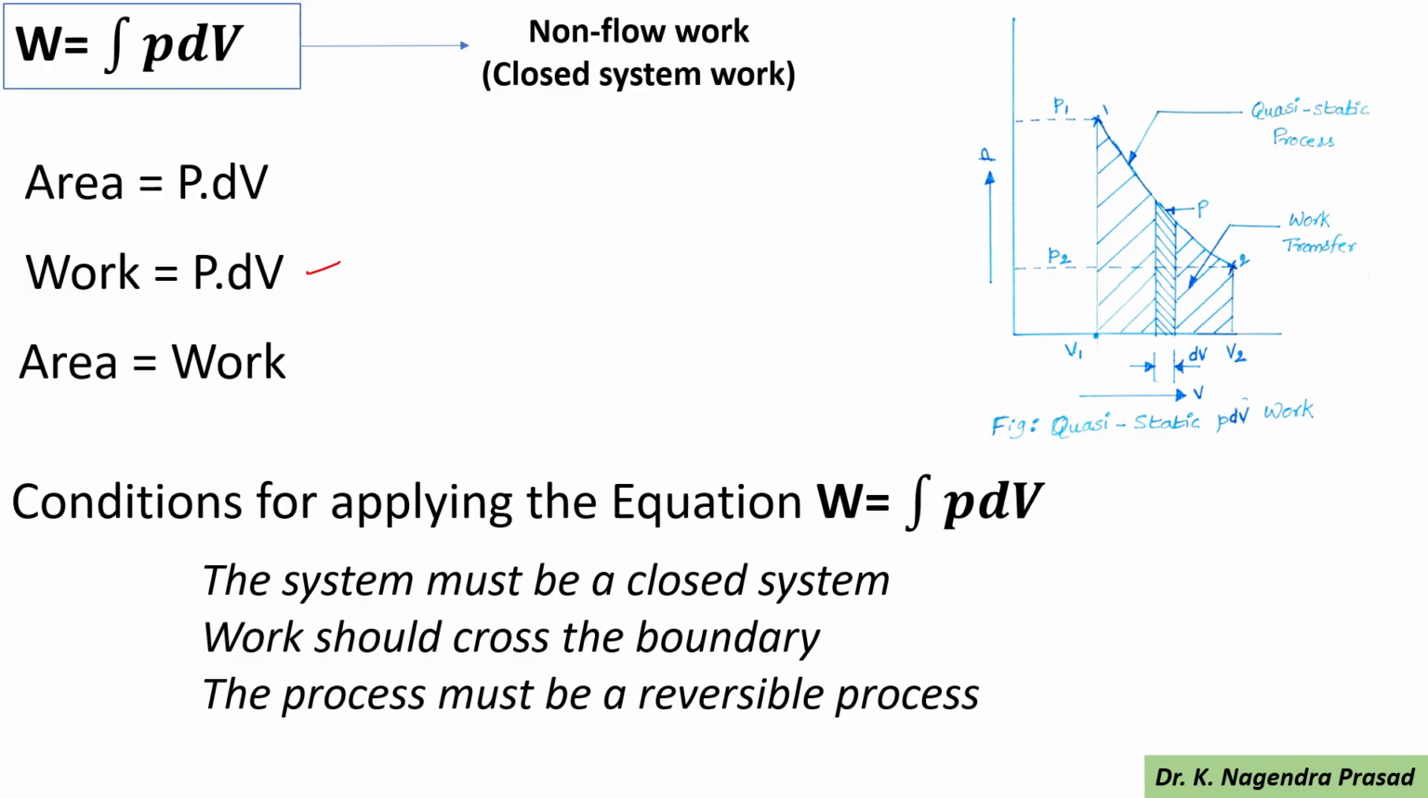The conditions for applying the equation W equals integration of PdV: there are three conditions. First, the system must be a closed system. Second, work should cross the boundary. Third, the process must be a reversible process, so it is a quasi-static process.